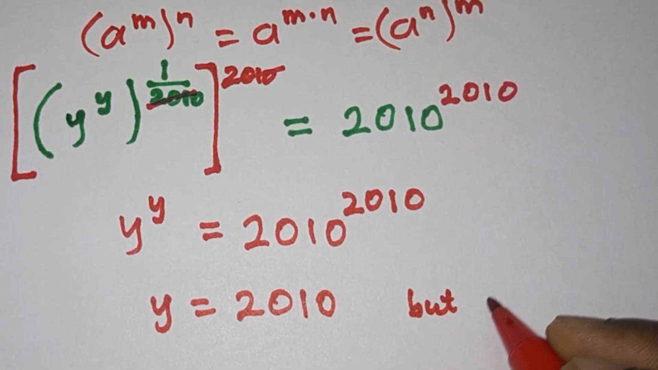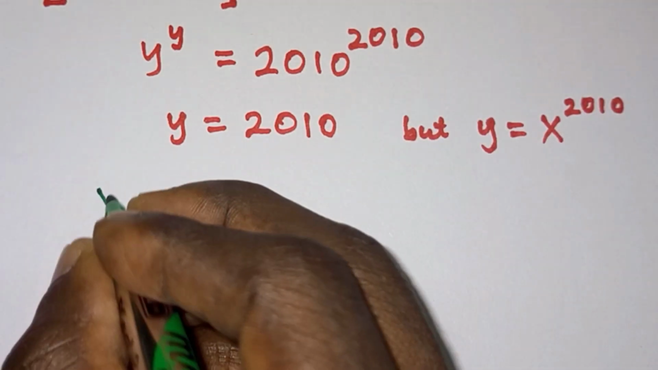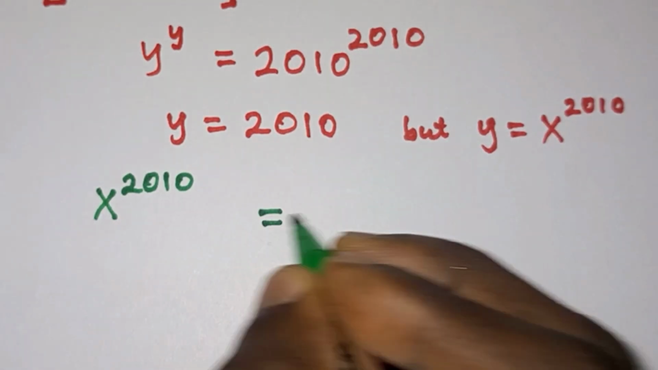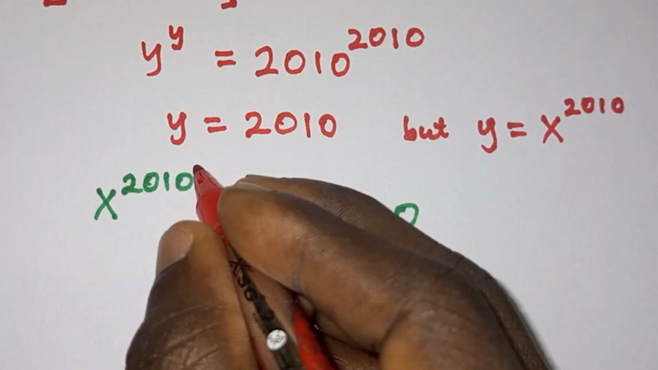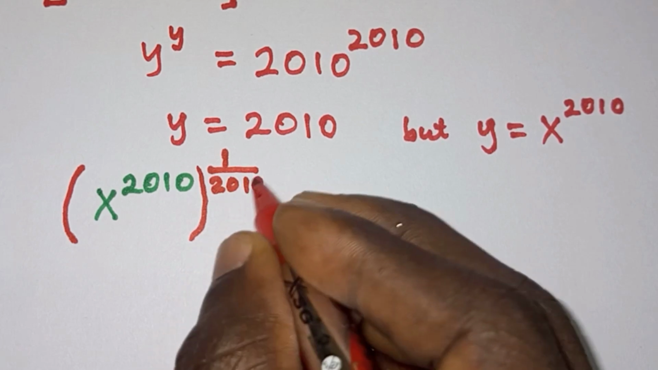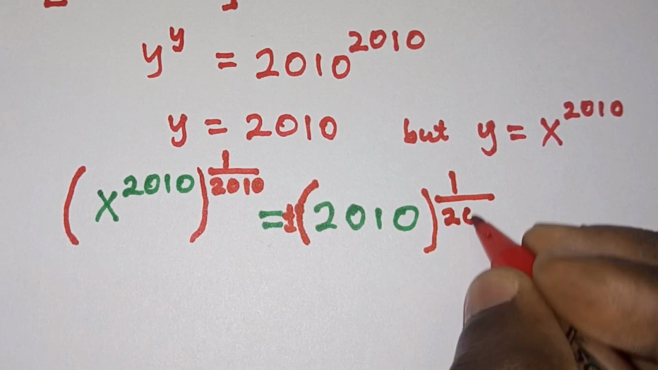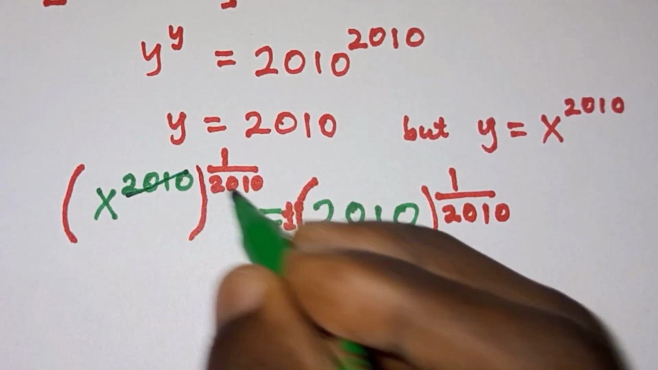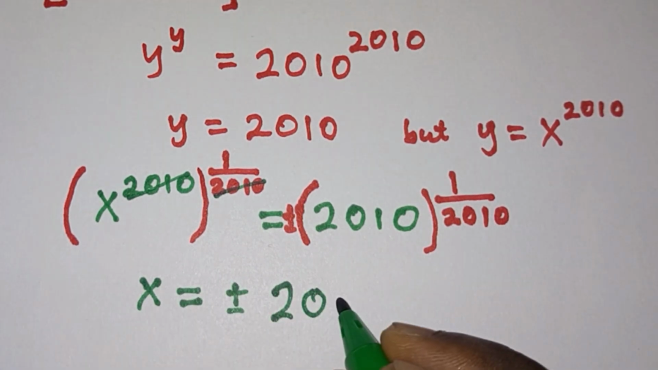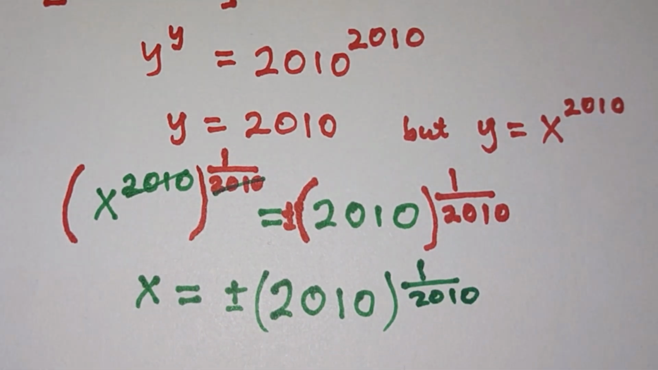But remember that we let y equal to x to the power 2010. So this implies that x to the power 2010 is equal to 2010, right? We are looking for x, so let's raise each side of the equation to the power 1 over 2010 so that the powers will cancel out, right? And on the right-hand side, because 2010 is an even number, it is important to bring plus or minus. So we have x is equal to plus or minus 2010 to the power 1 over 2010, right?